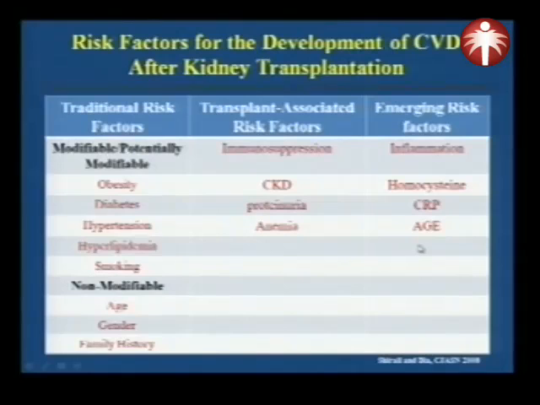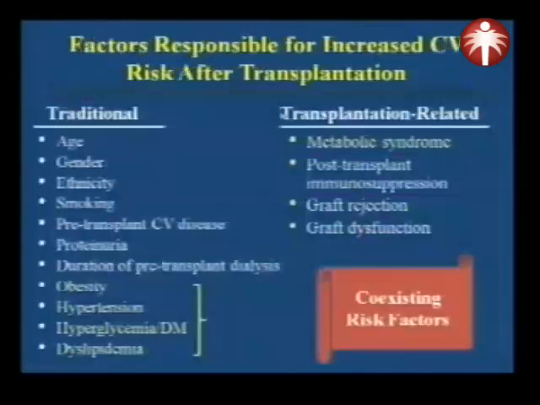There is another way of classifying those risk factors. You can say that they are either traditional ones or transplant associated or the emerging risk factors. And for the traditional ones, either they are modifiable, like for example obesity, diabetes, hypertension, hyperlipidemia and smoking, or non-modifiable like age, gender and family history. And more specific, as I mentioned earlier, for transplant is immunosuppression, and there could be emerging like infection or inflammation.